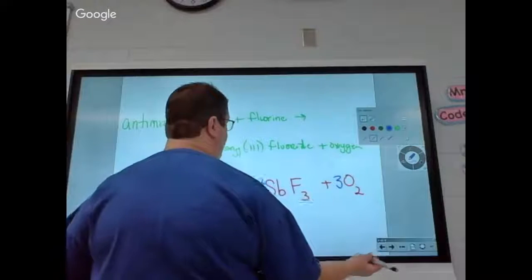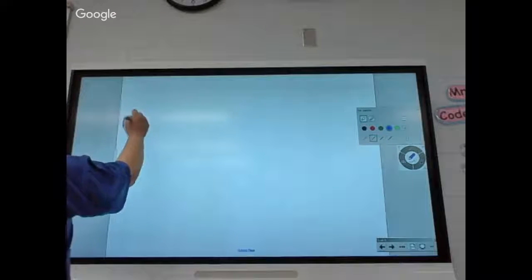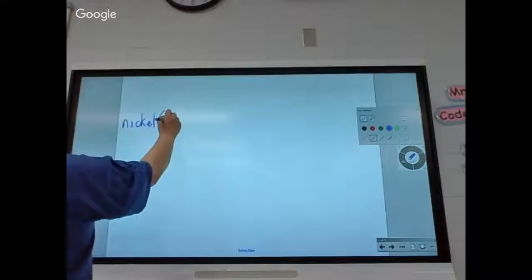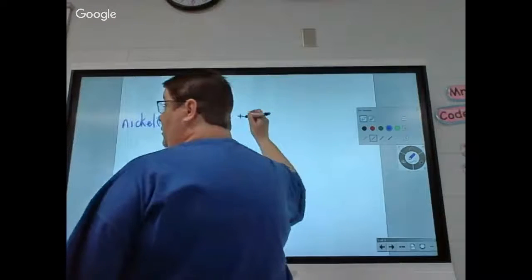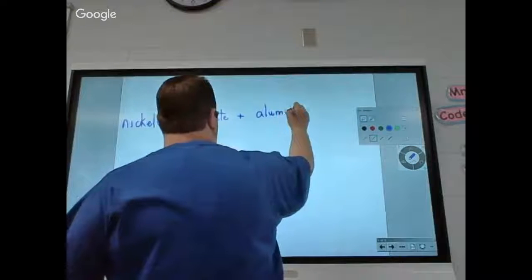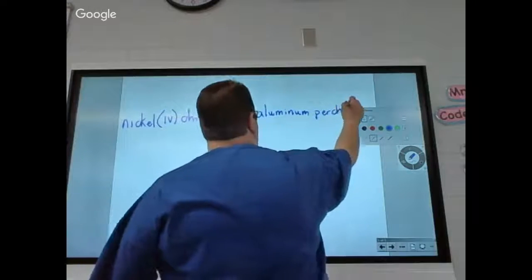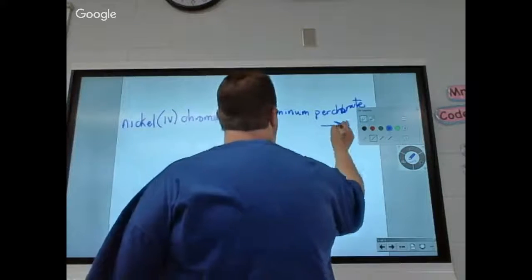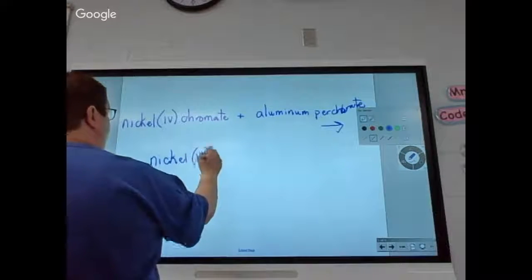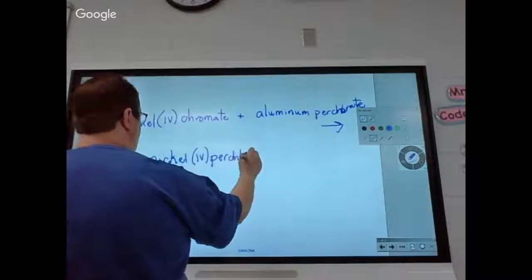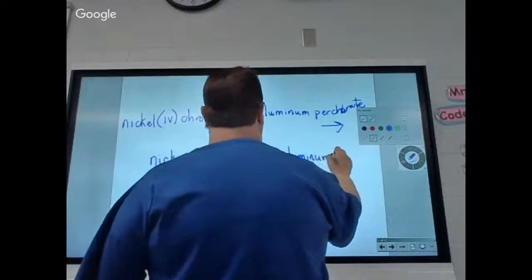Now, will they all have elements in them? Of course not. So if you have one that's something like nickel 4 chromate plus aluminum perchlorate becomes nickel 4 perchlorate plus aluminum chromate.